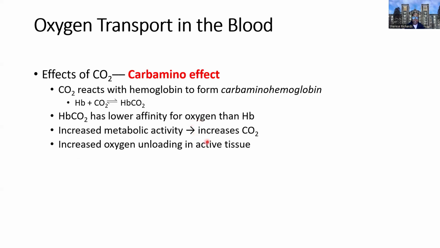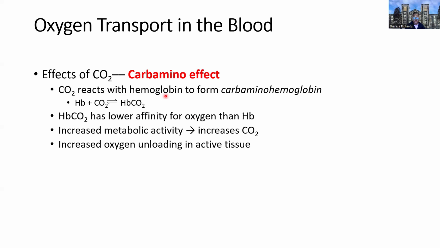There's also your carbamino effect. Excuse me, this carbamino effect is another scenario causing a right shift. And this is where we have CO2 reacting with hemoglobin in order to produce carbamino hemoglobin. So excess levels of CO2 can actually bind to hemoglobin and produce this carbamino hemoglobin, which has a lower affinity as well between oxygen and hemoglobin. So this can be seen with increased metabolic activity, which just creates an environment where there's more CO2 circulating around.